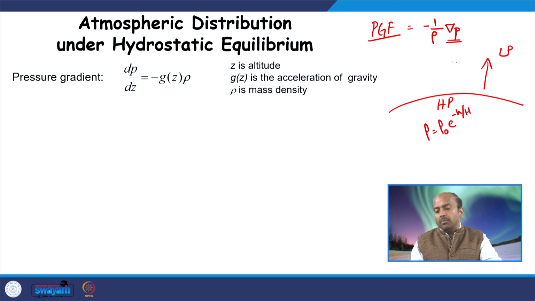So, imagine any point. Okay. Between these 2 points, the pressure gradient is in this direction, right. Gradient defines the direction in which the physical quantity is increasing at its fastest rate, right. So, this is the gradient.